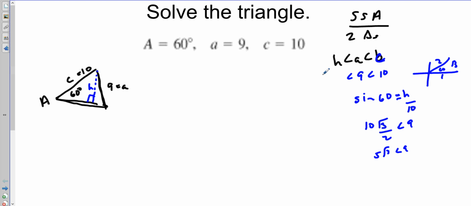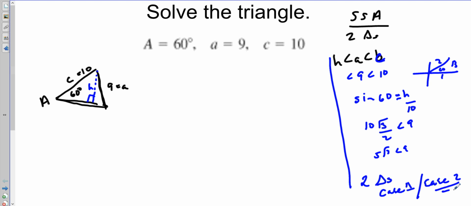And so what we have here are actually two triangles. We're going to have case 1 and also case 2. You have to be aware of that, or else you're only going to get half of the problems correct. So this is what's happening. We're going to find one like so, and we have a value right here, C. We'll call this one B, and we'll have side B right here.